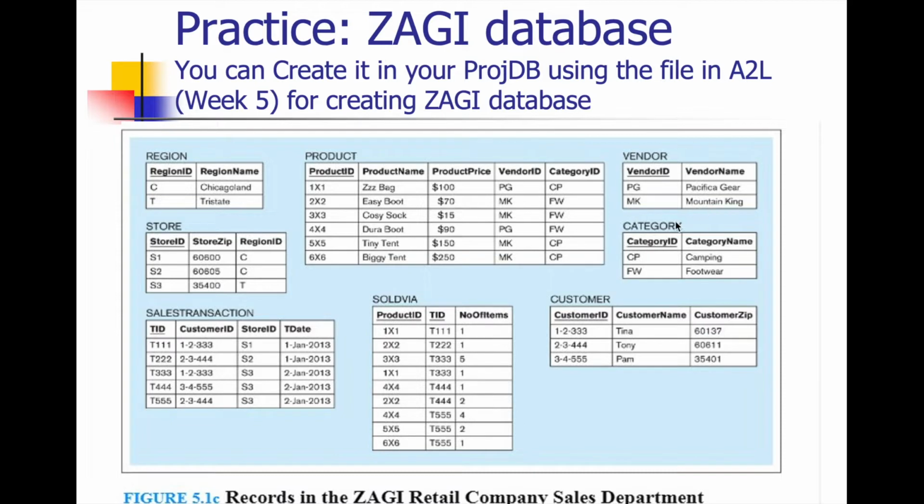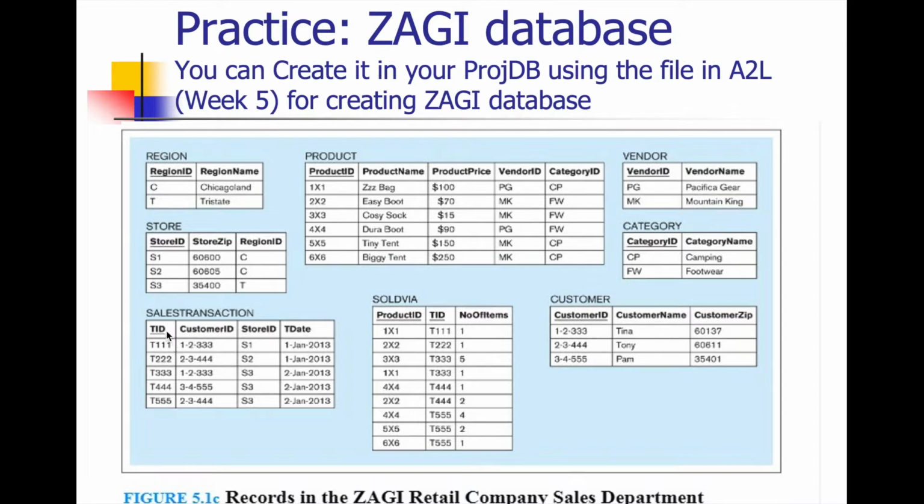Therefore, we first have to create these two tables. Now, can I create vendor and category first? Yes, because they are not depending on any other table. And this is the same for other tables. For example, if you're going to create the sales transaction table, you first have to check whether there is any foreign key or dependency to other tables.